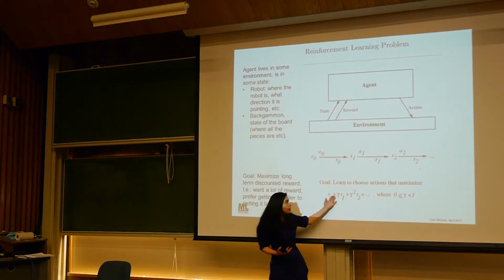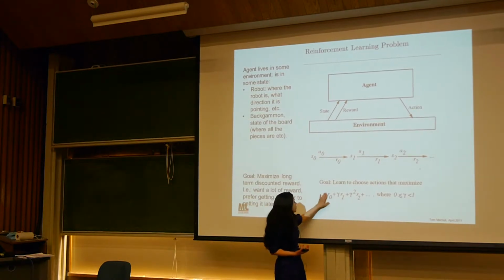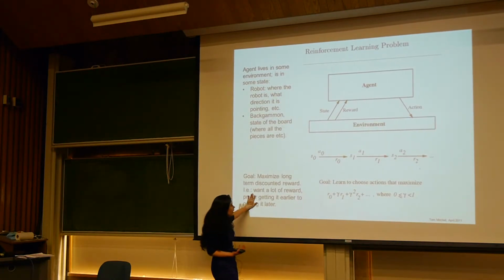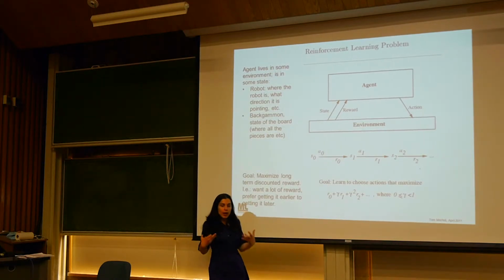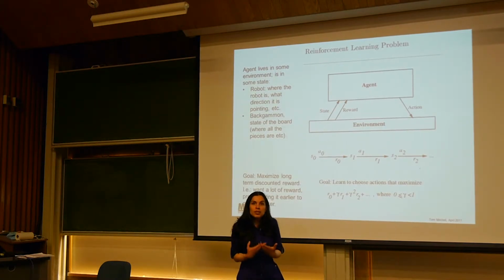Okay, and again, what's the interpretation here? This is long-term discounted reward, and as I even wrote on the slide, it means our agent wants a lot of reward, but wants it sooner rather than later.